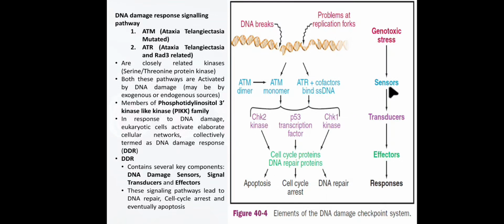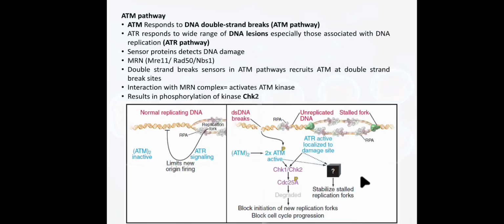They contain several components like sensors, transducers, effectors and response. Here you can see the sensors: ATM dimer, ATM monomer, and ATR plus cofactors binding single-stranded DNA. Then the transducer molecules are CHK2, P53, CHK1. Then the effectors: cell cycle proteins and DNA repair proteins. Then the response may be apoptosis, cell cycle arrest and/or DNA repair.